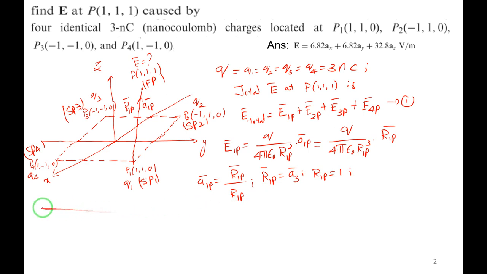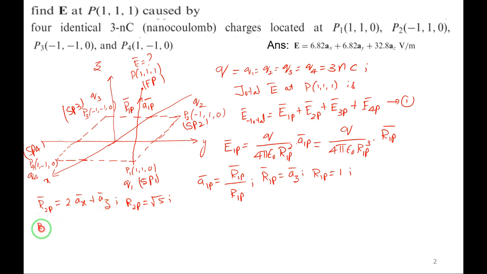Then next I will find out R2P. Point P2 is minus 1 1 0 and point P is 1 1 1. 2 to P means you subtract from P: 1 minus of minus 1, that is 2AX. Then 1 minus 1, the y component will vanish, z component 1 minus 0, that is AZ. So for R2P, I want the magnitude. Under root of 2 square plus 1 square, root 5. I will get root 5, right?